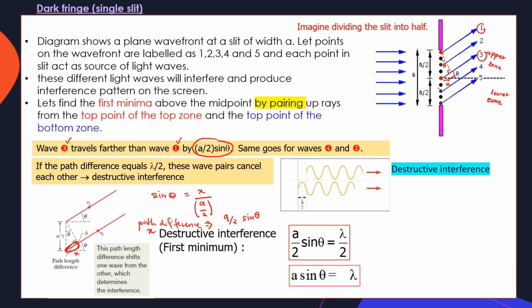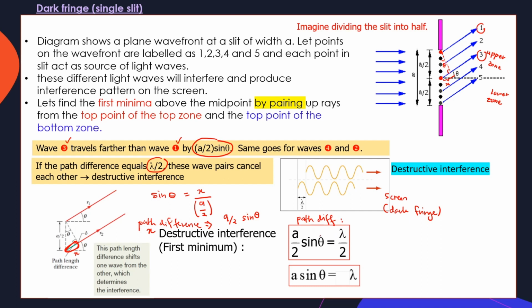So if the path difference between wave 1 and wave 2 is equal to lambda over 2, you can see here, when the path difference of these two waves is lambda over 2, these wave pairs will cancel each other when they arrive on the screen. Let's say this is the screen. So what happened? On the screen, we will observe the dark spot or the dark fringe because destructive interference happened on the screen.